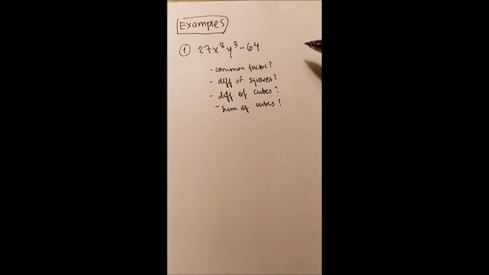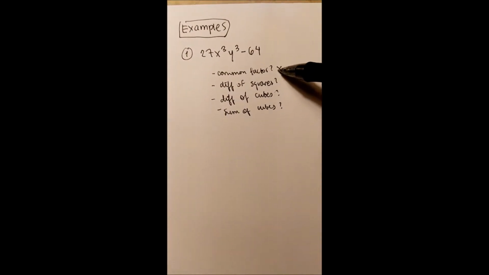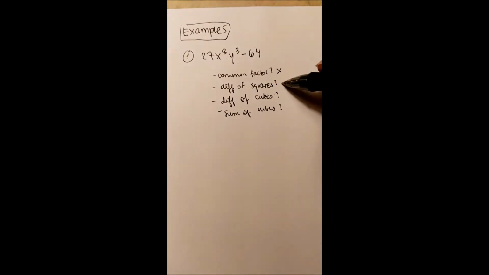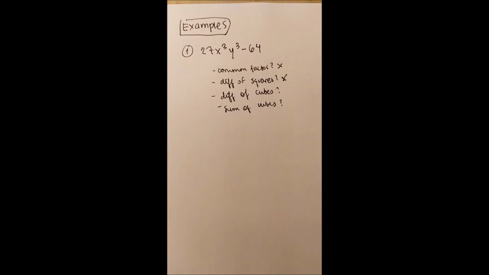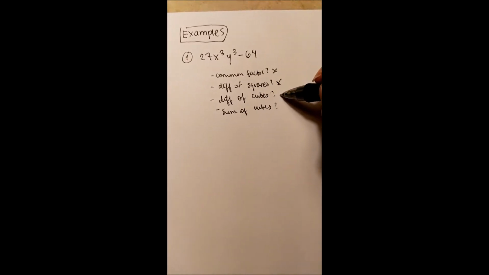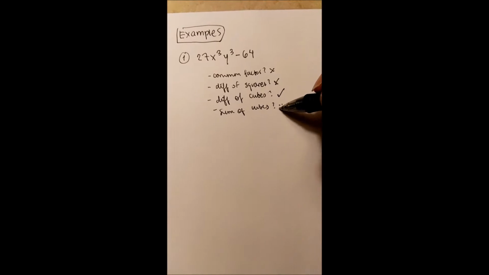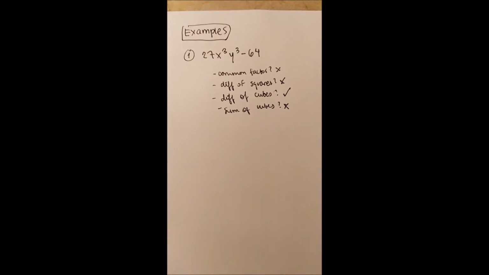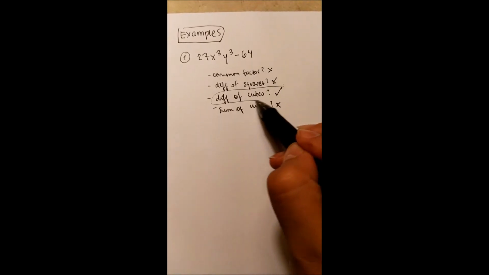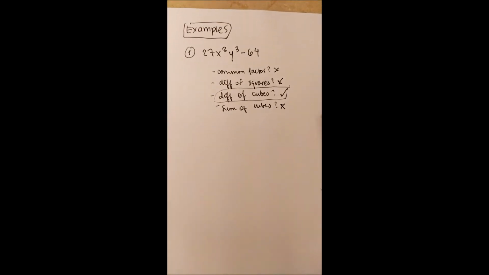In the first instance, we cannot take a common factor because no variables and no numbers are the same. 64 probably has a square root, but 27 doesn't. So we cannot say it is a difference of squares, but what about a difference of cubes? The numbers and the variables have a cube, okay? And it cannot be a sum of cubes because it has a negative sign, okay? Therefore, I will proceed with the rule for the difference of cubes.